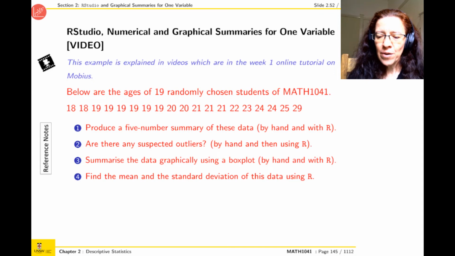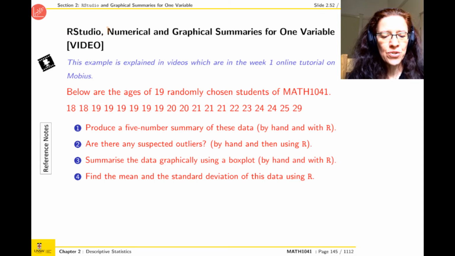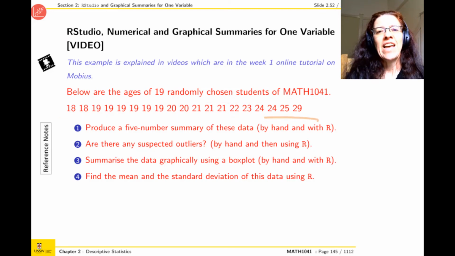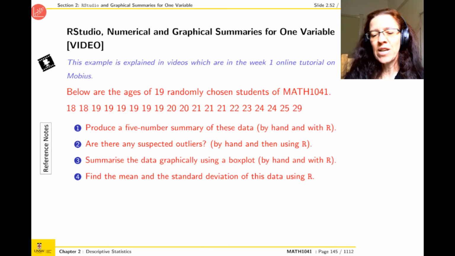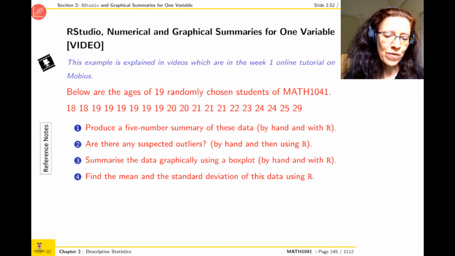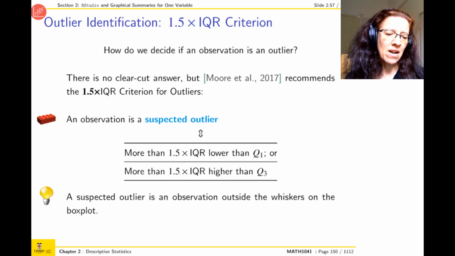Now we're getting to the point where we're going to be dealing with how to do all of this in RStudio, using the ages of randomly chosen students. I'm not going to do it now because this has been done in a video in the weekly online lesson. So all of these are really what you have in those. I will just skip all of that, because you will go through them in a lot of detail in the weekly lessons.